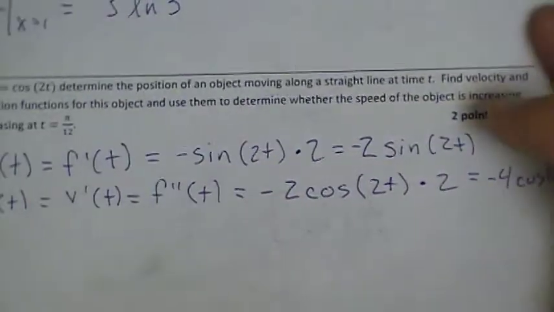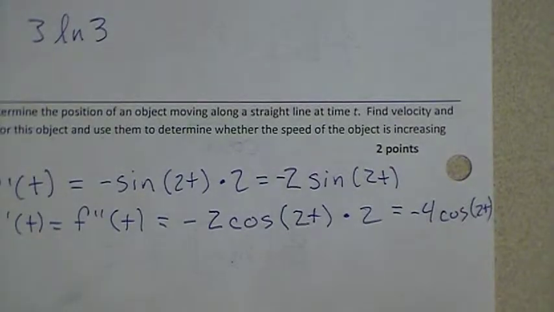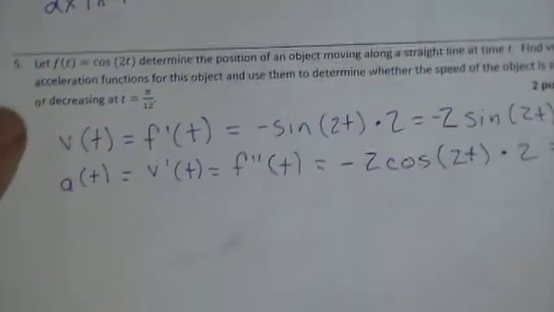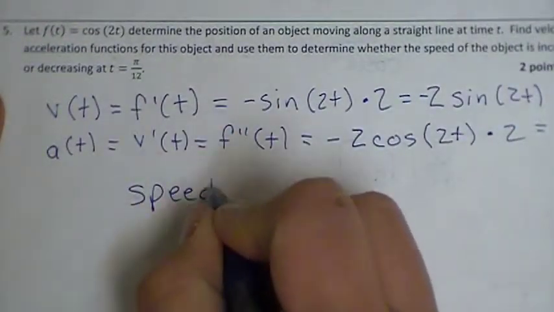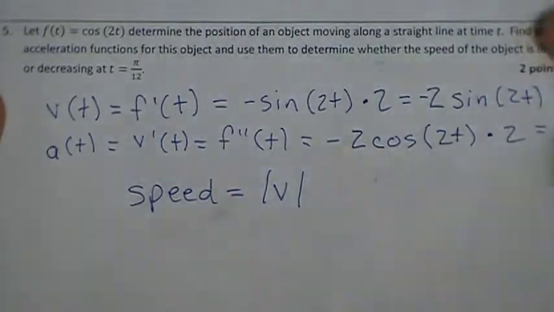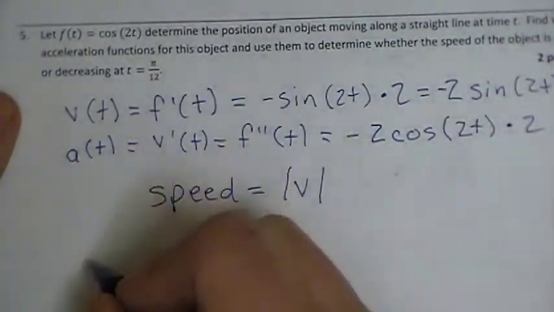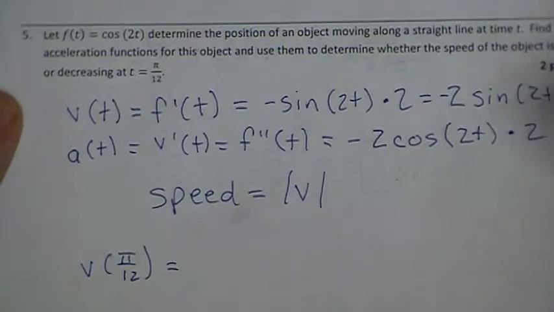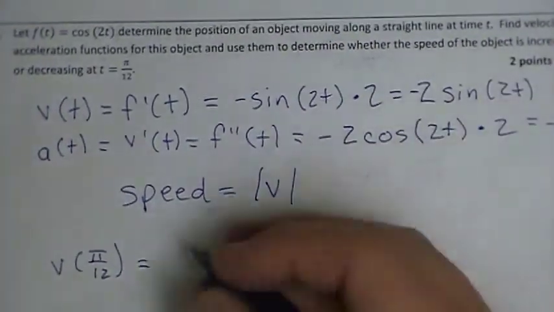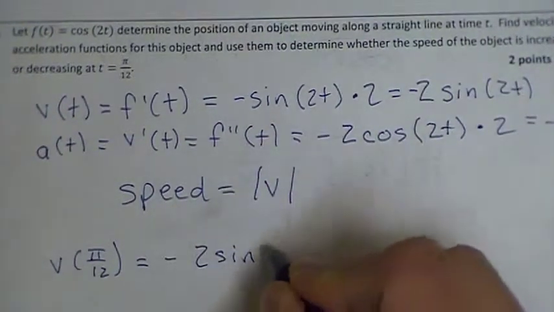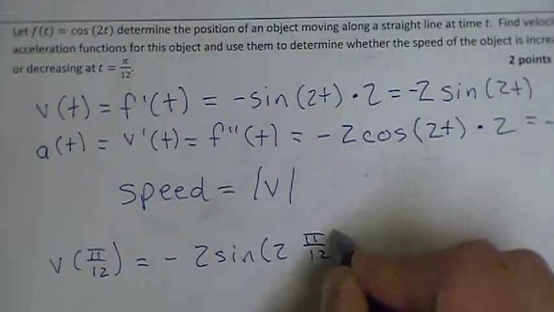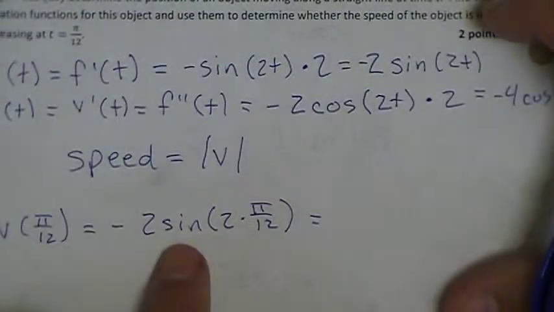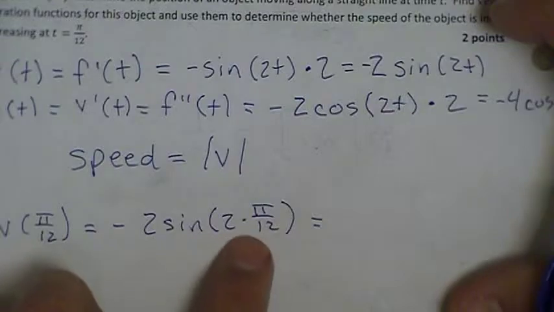Okay. I wanted the velocity and acceleration functions so that I could say something about the speed of the object at pi by 12. Speed is the absolute value of velocity. So I'm going to start by finding the velocity at pi by 12. So the velocity at pi by 12 is going to correspond to pi by 12 tossed in place of this t. So we're going to have negative 2 times the sine of 2 times pi by 12. This is something that you'll be able to use the unit circle or the left-hand trick to help you with, as long as you simplify this properly.